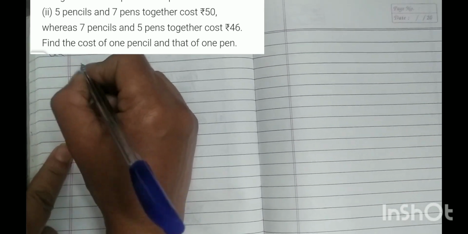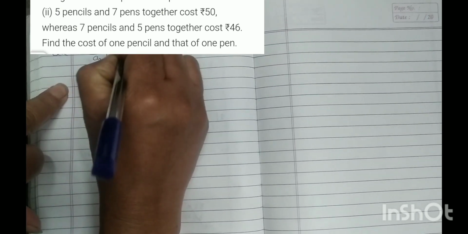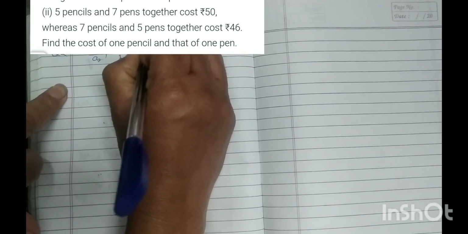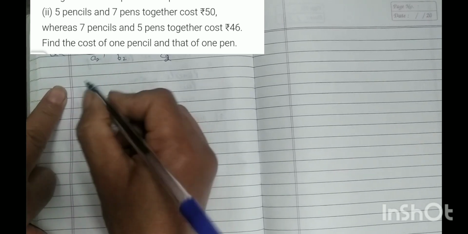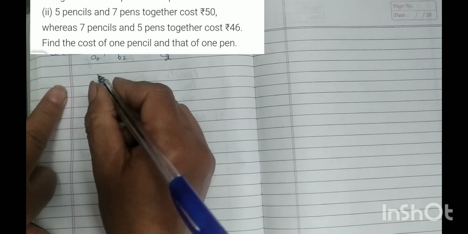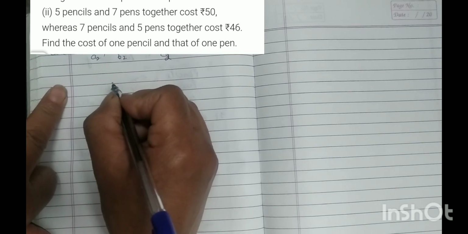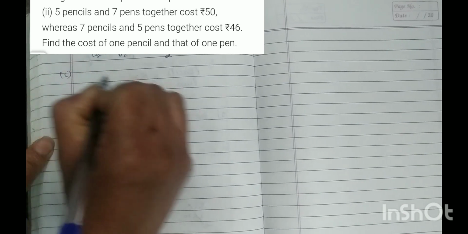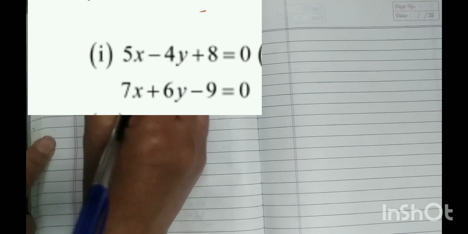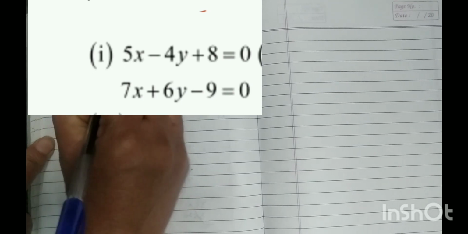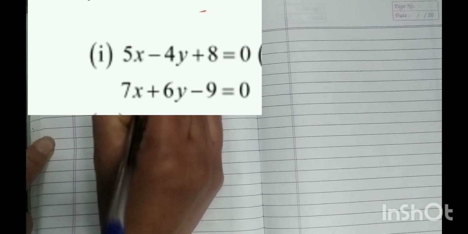Question number 2. On comparing the ratios of A1 upon A2, B1 upon B2 and C1 upon C2, find out whether the lines representing the following pairs of linear equations intersect at a point, are parallel or coincident. Question number 1. 5x minus 4y plus 8 equals 0. 7x plus 6y minus 9 equals 0.